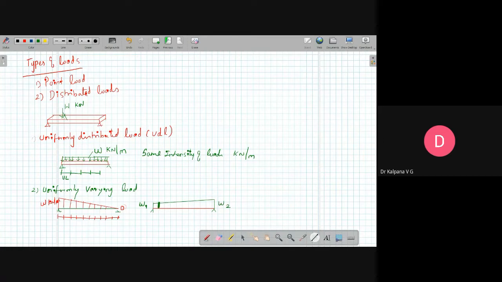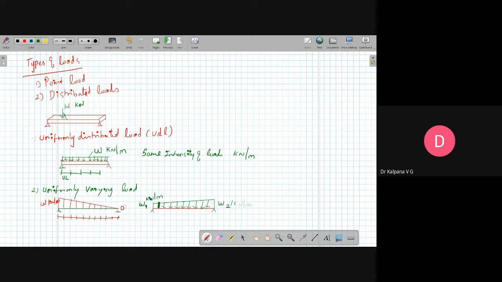There will be an increase in loading rate over the length of the beam. And here also it is kilonewton per meter, W1 kilonewton per meter. So this is about different types of loading.